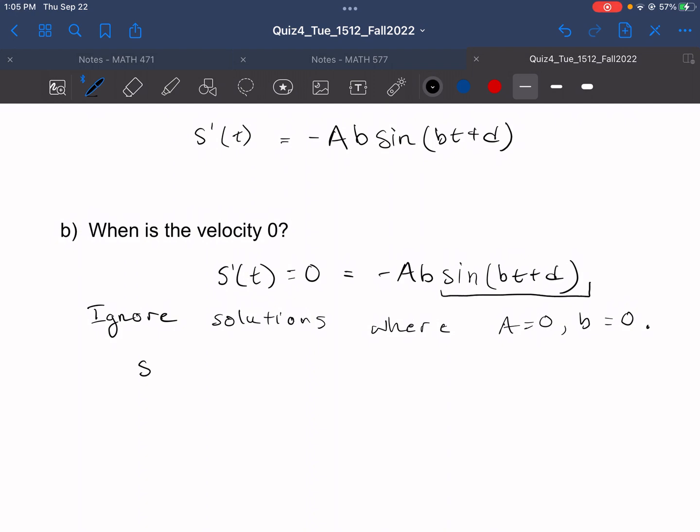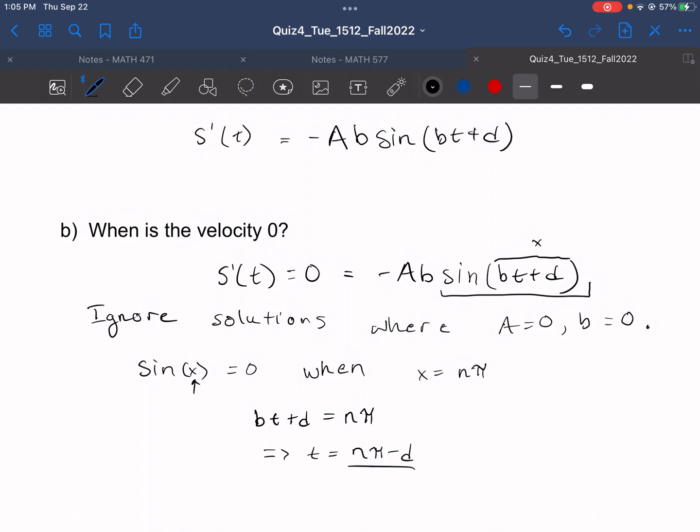So sine of x in general is going to be 0 when x is equal to n pi, so any integer value times pi. In this case, the x that we care about is this whole part here, bt plus d. So we set bt plus d equal to n pi, and then we solve for time. This gives us n pi minus d all over b. And this is true for n equals 1, 2, 3, and so on.